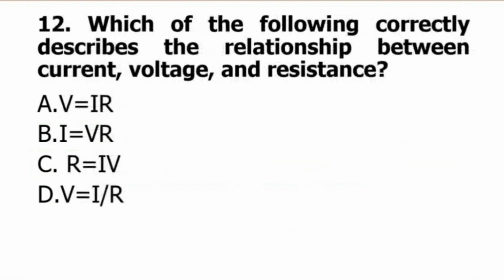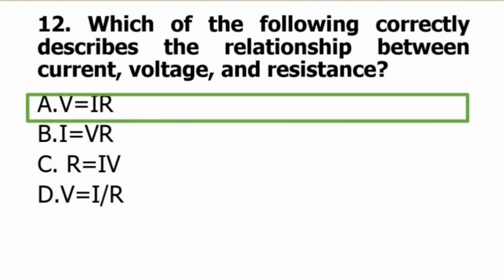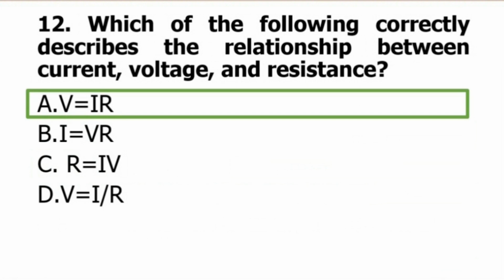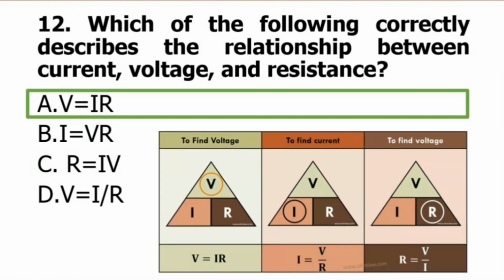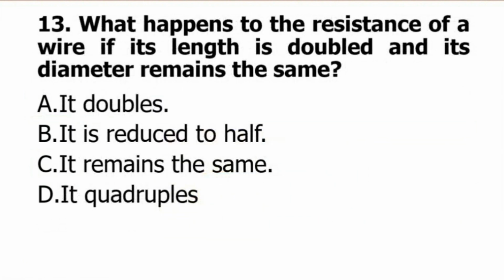Next, number 12. Which of the following correctly describes the relationship between current, voltage, and resistance? Is it A, B, C, or D? The correct answer is letter A. That is, voltage equals the current multiplied by the resistance. For you to understand this, we have here the triangle of Ohm's law. As you can see, the only matching expression is that the product of current and resistance is equivalent to the voltage, the first one.